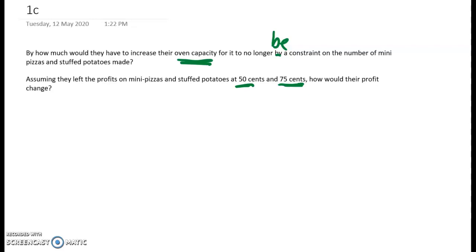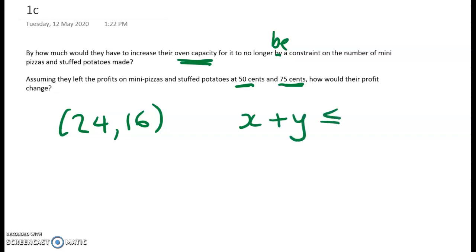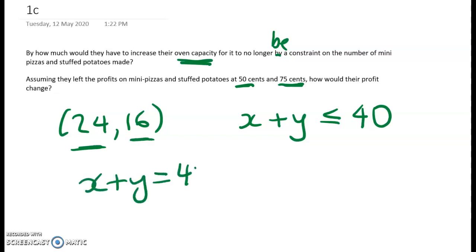and stuffed potatoes made. So remember where we got to is that our optimal combination was 24, 16, and our oven constraint was x plus y had to be less than or equal to 40. So you can see that here we've got x plus y is equal to 40. So we're sitting on that constraint. Let's hop over to the graph and have a look at what we're trying to figure out.